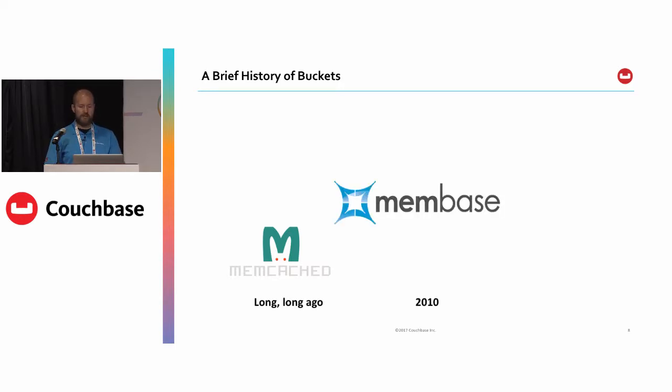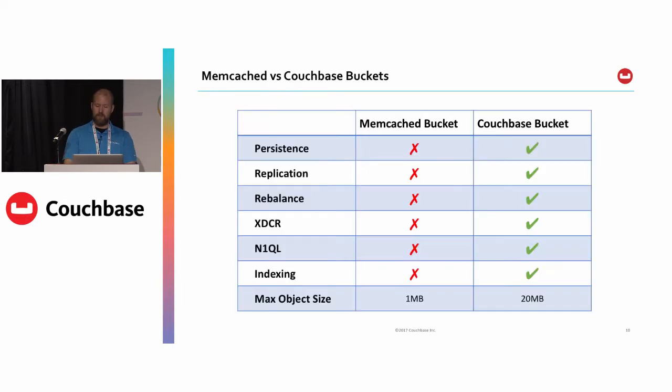Years later in 2010, we rebranded memcached as Membase. That was largely a branding move. And then in 2012, we introduced Couchbase buckets. So Couchbase buckets gave us the best of what the memcached buckets had to offer, along with additional high availability and data persistence and replication features. Couchbase buckets, just to be clear, are still 100% protocol compatible with and built in the spirit of the memcached open source distributed key value cache. So that's a very, very brief history of buckets for you.